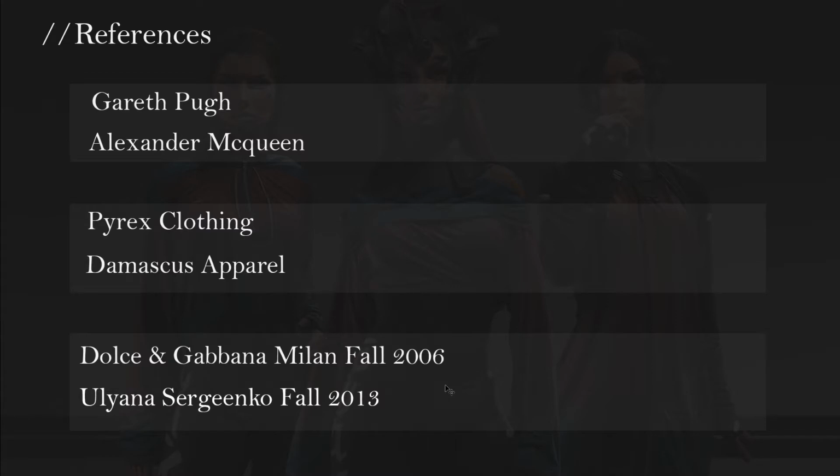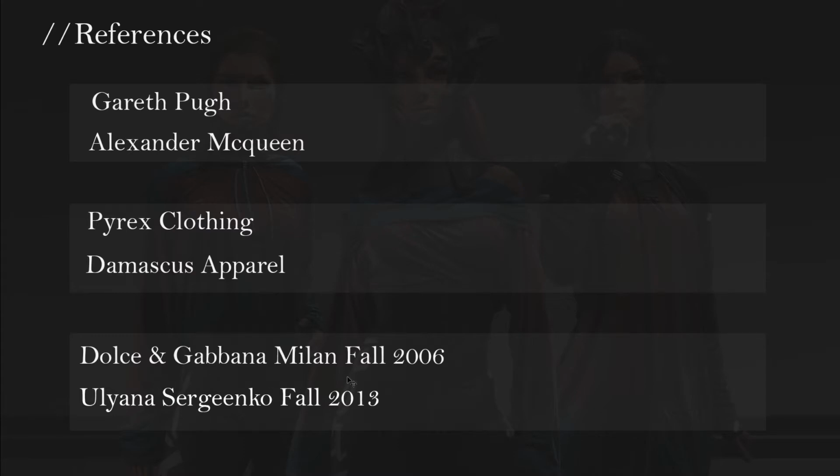I've compiled a quick list of references I like to look at, just so you have something to search in Pinterest or Google Images. All of these are incredible. The first 2 are 2 of my favorite fashion designers. The second are just clothing lines. You can look at clothing stores online, get some cool references. You can even buy them if you want. And then the last 2 are 2 of my favorite catwalk shows.